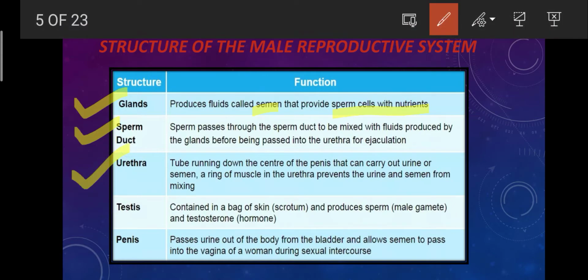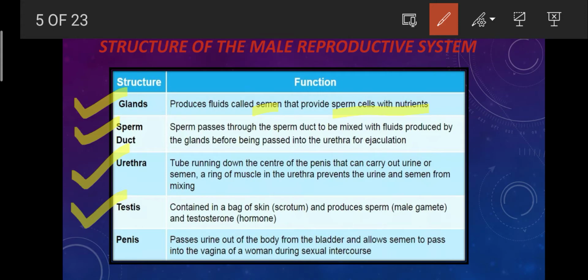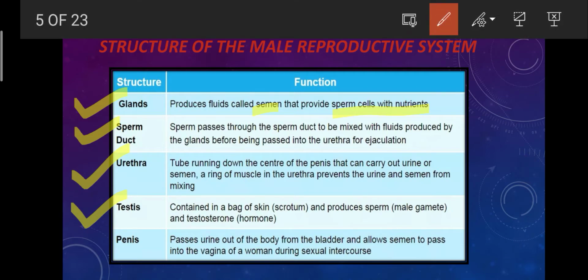Another structure is the urethra. The urethra is a tube that runs down the center of the penis that can carry out urine or semen. A ring of muscles in the urethra prevents the urine and semen from mixing. Testes are also an important structure of the male reproductive system. Testes are contained in a bag of skin known as the scrotum and produce the sperm. Sperms are also known as male gametes. Testes also produce testosterone. Testosterone is the male hormone.